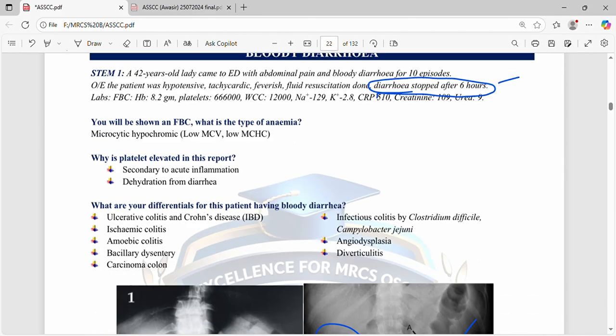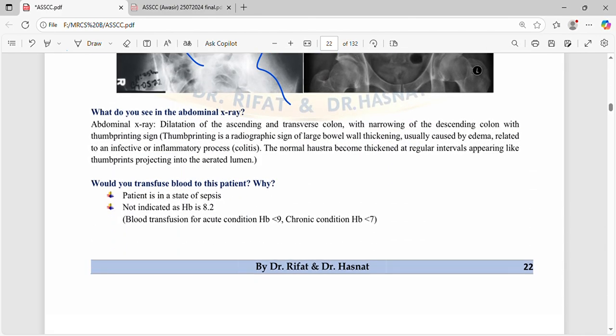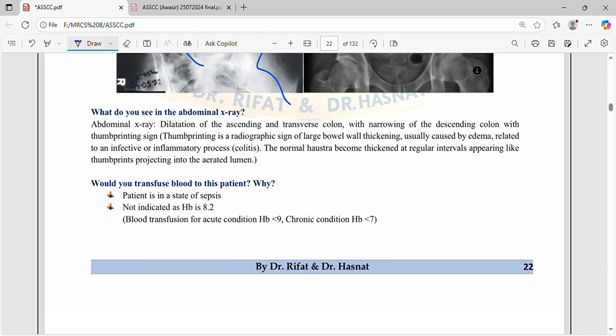Okay, so here it's also mentioned that blood transfusion for acute condition is HB less than or equal to 9, chronic condition HB less than 7. So in acute cases when it's 9 or less than 9, in chronic cases when it's less than 7, you can transfuse. Okay, and now further.